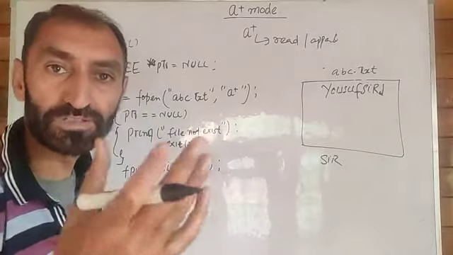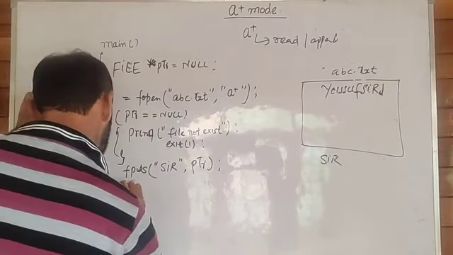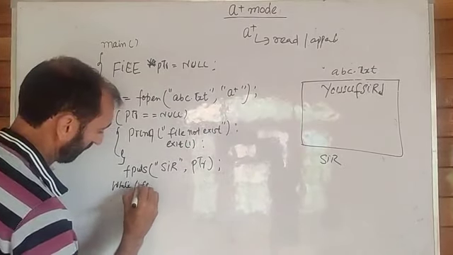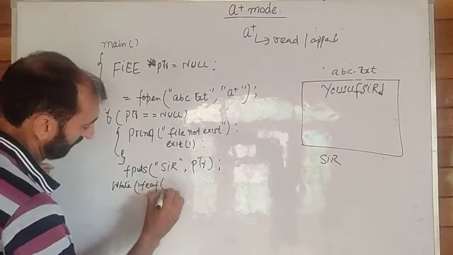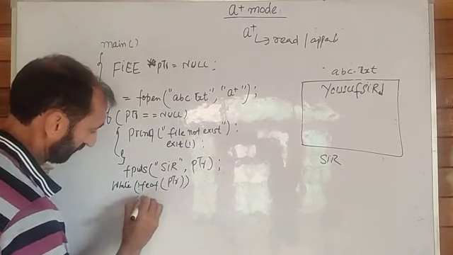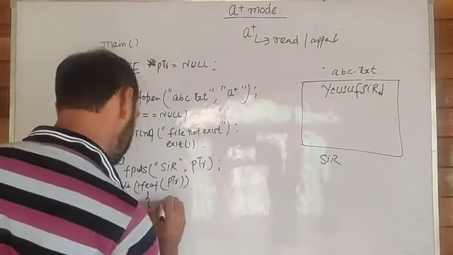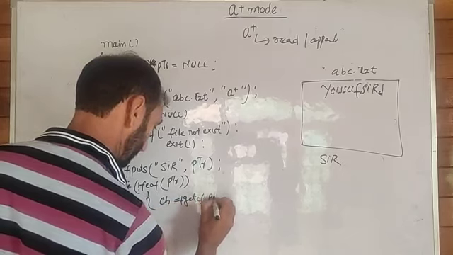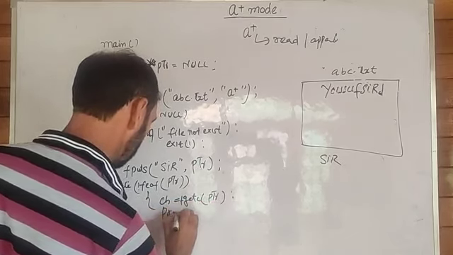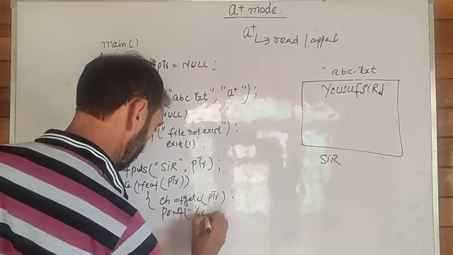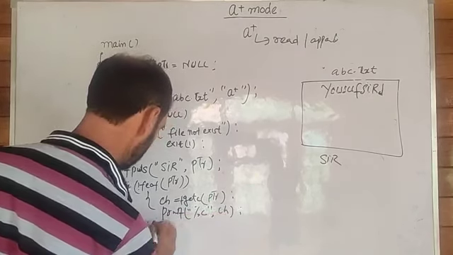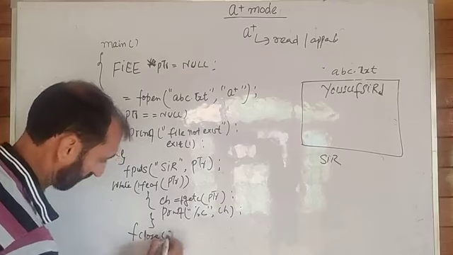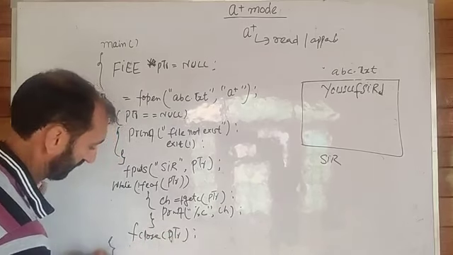In order to read the contents of this file, we can use loops. For example, a while loop: while not end of file, PTR, CH equal to fgetc of PTR, simply printf percent c, CH, and then fclose PTR. That is it.